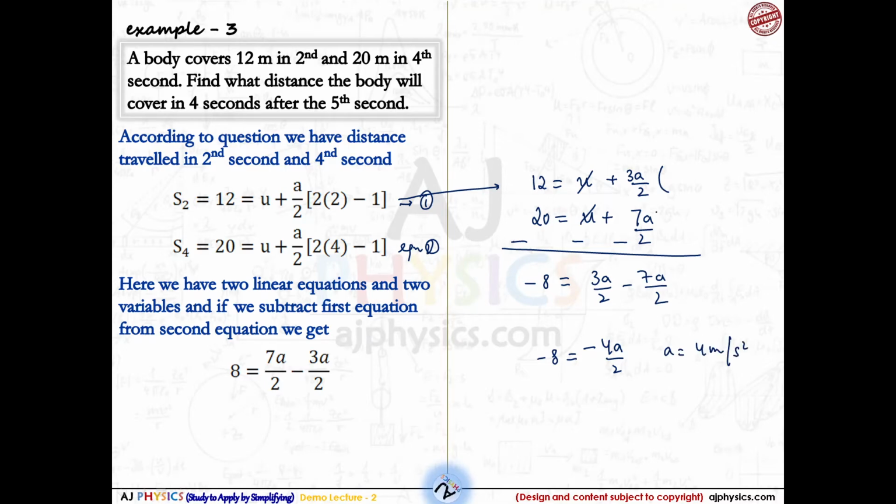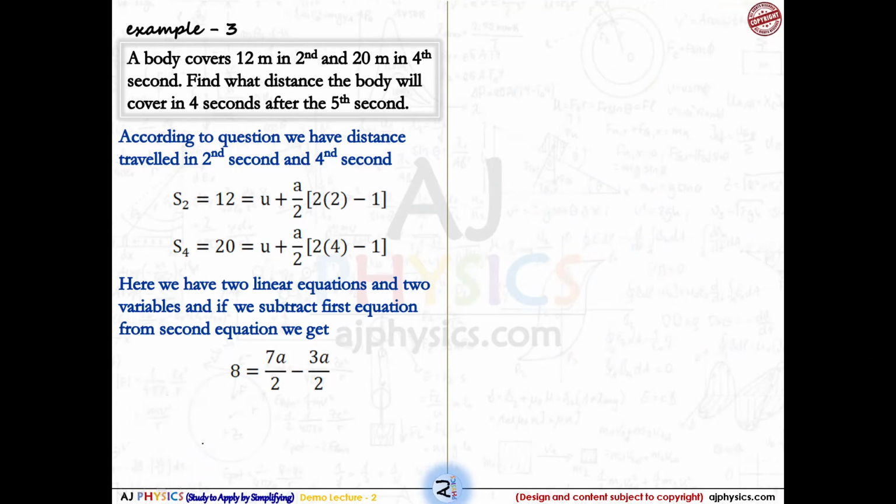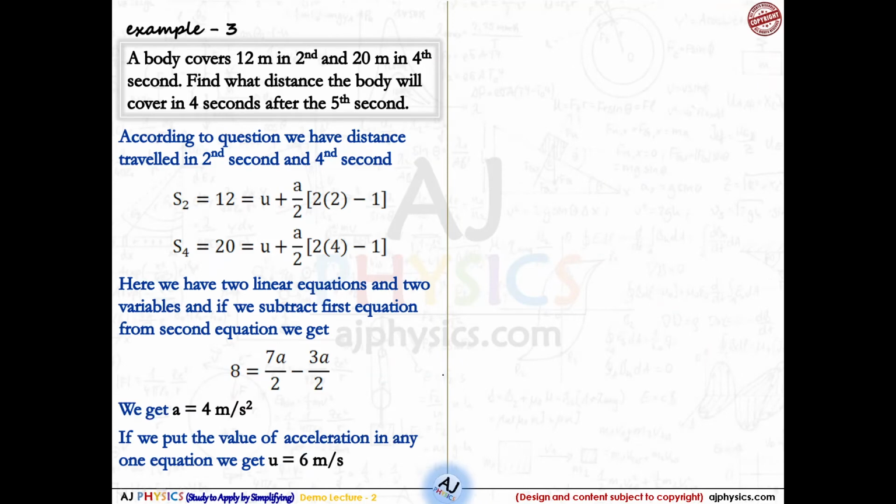And when you substitute this a in any one relation, what we can do is substitute in the equation where you have the smaller numbers. So the large calculation, or the number of calculations, has to be avoided. It should be very less. So this will be 3 times 4, 12 divided by 2 is 6. And if you solve this, you will get u is equal to 6. So we have found u and a, which we need further in the equations now.